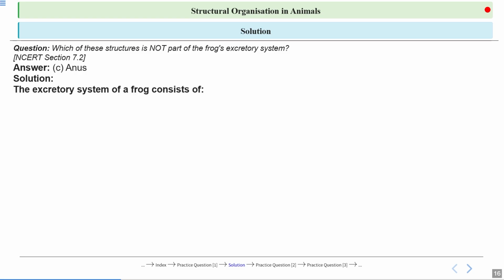Yes, the correct answer is anus. Actually, the anus is not found in the case of frog. Instead of anus, they have an opening that is called the cloacal aperture. Cloacal aperture, not the anus. And anus or even the cloacal aperture is not part of the excretory system. Okay.